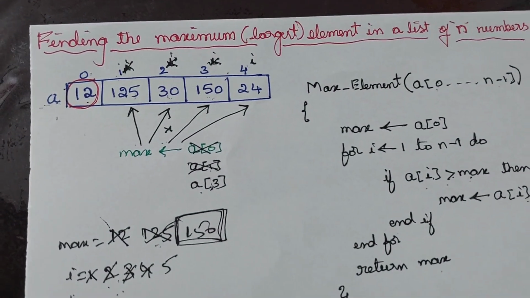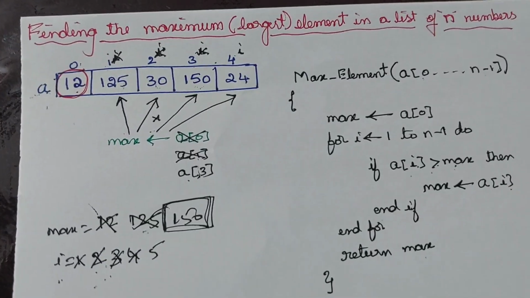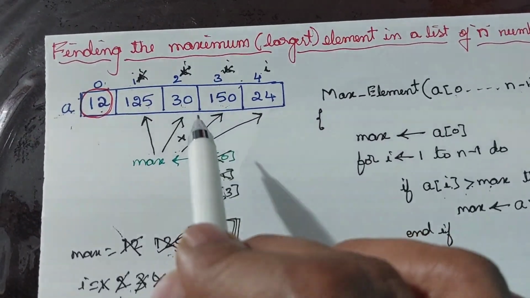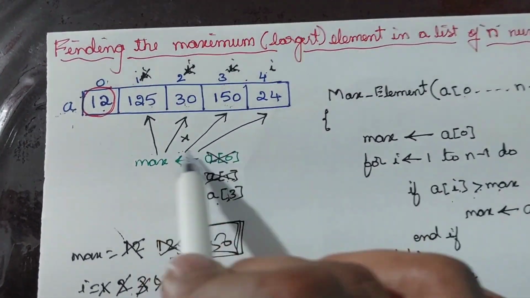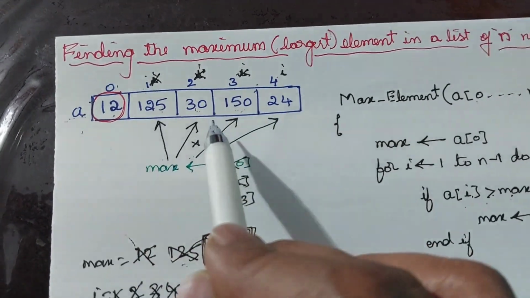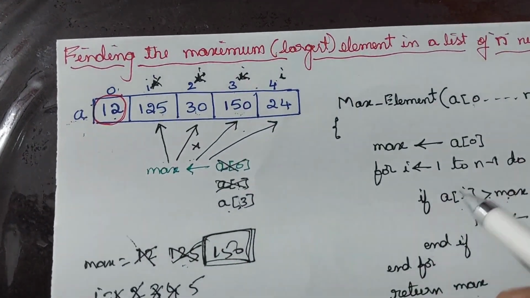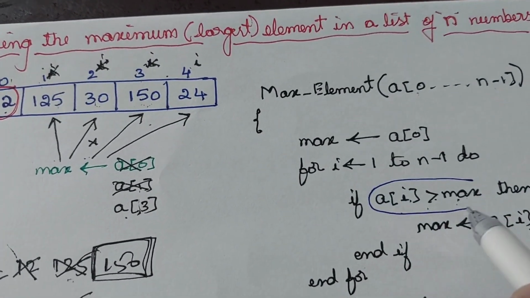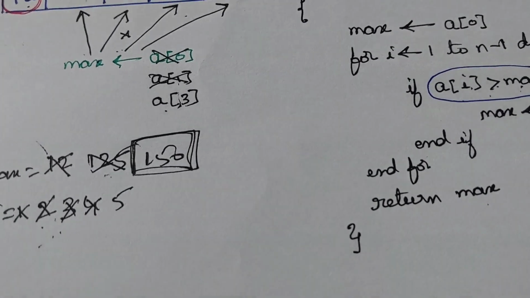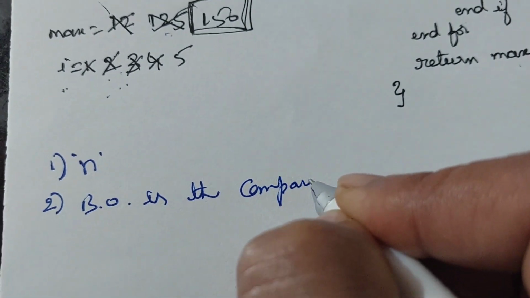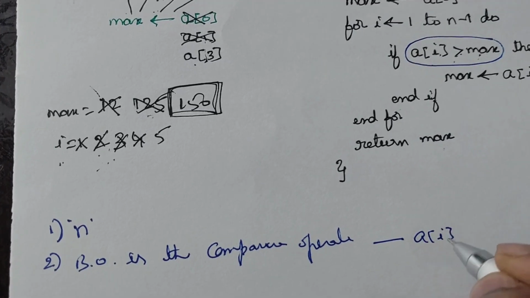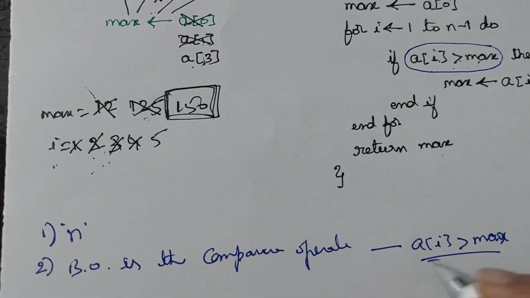So the next step is what? We need to identify the basic operation. What is the operation we did here? We have not done addition or subtraction. We did only the comparison operation. We only compared the maximum with each element. This comparison, the ith element greater than the max, is the basic operation. What is that? A of I greater than max. This is our basic operation.